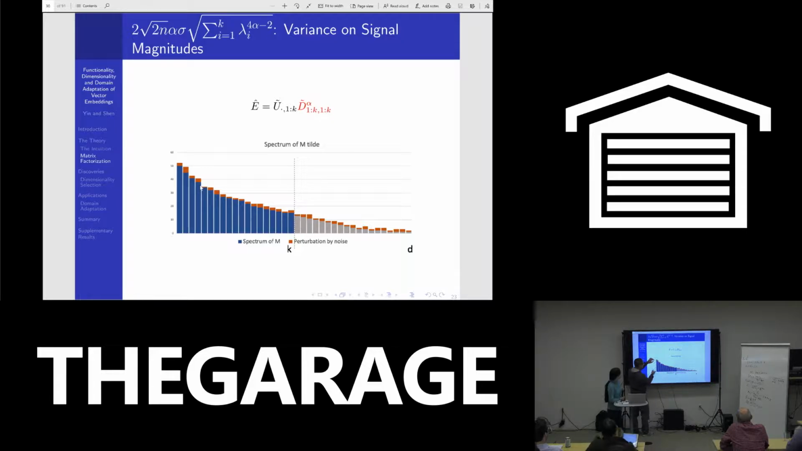So in this figure, the blue bars are the original spectrum, the spectrum for M. And the blue plus this little orange part is the spectrum for M tilde. So it's the original signal plus noise. Now if we increase the dimensionality k, we're including more of the little orange bars. That means we include more variance on the signal direction, and that is going to make the PIP loss larger.